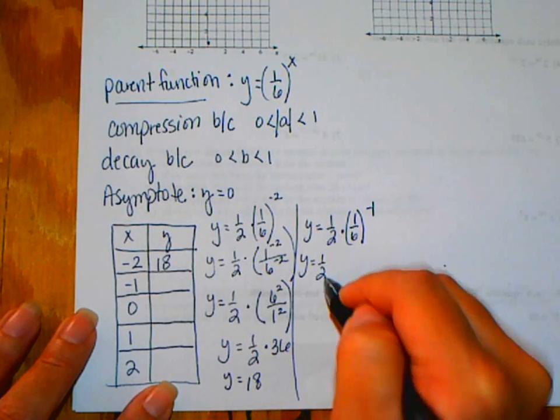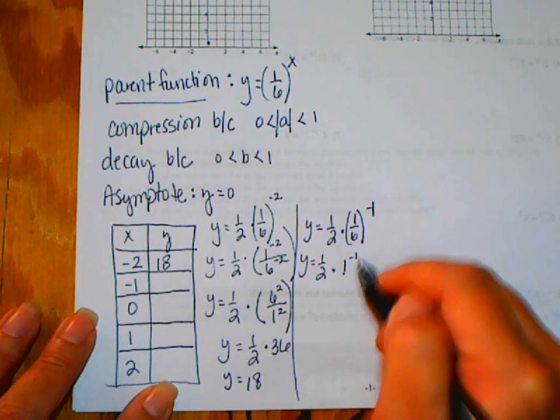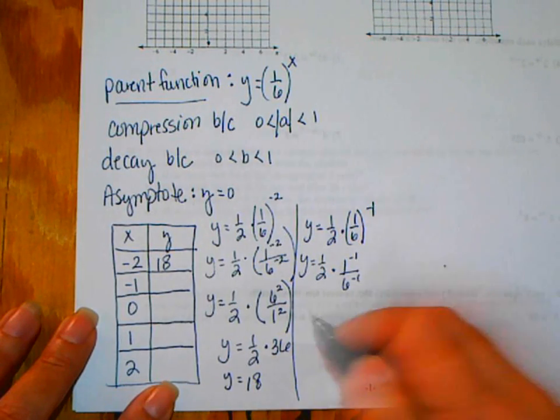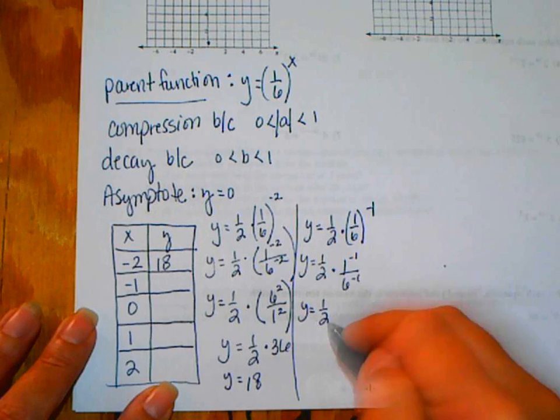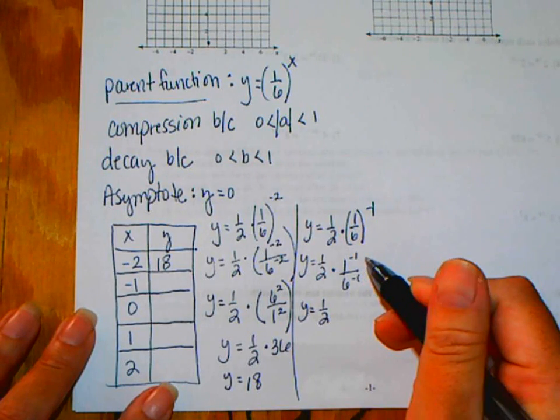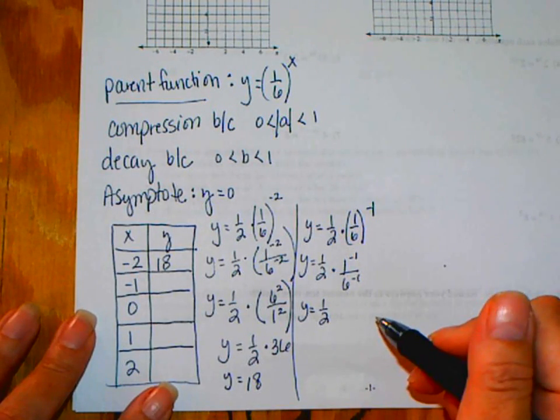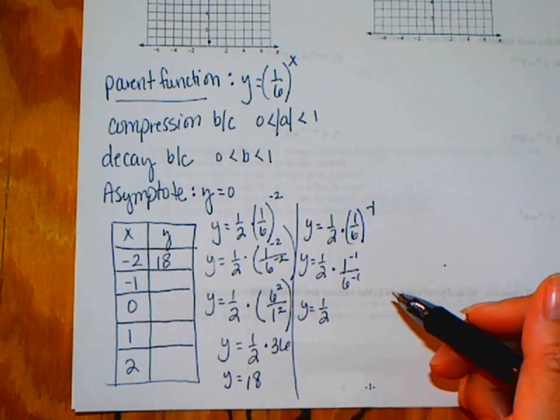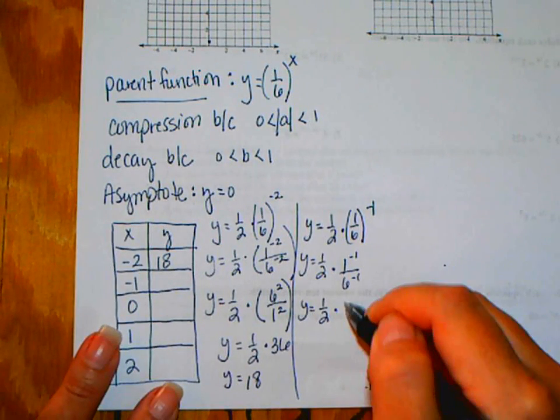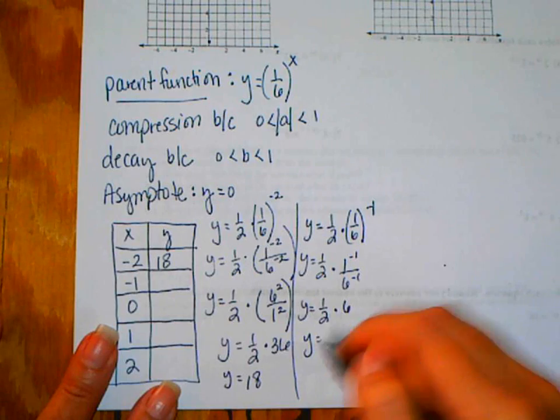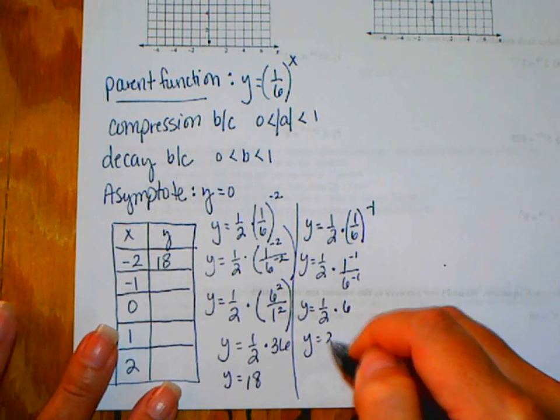So let me plug in negative 1. 1/2 times 1 raised to the negative 1 over 6 raised to the negative 1. Which we know the 6 is going to move to the numerator. The 1's going to move to the denominator. They both have an exponent of 1, so what's that going to simplify to? Just 6, right? So what's half of 6? 3.